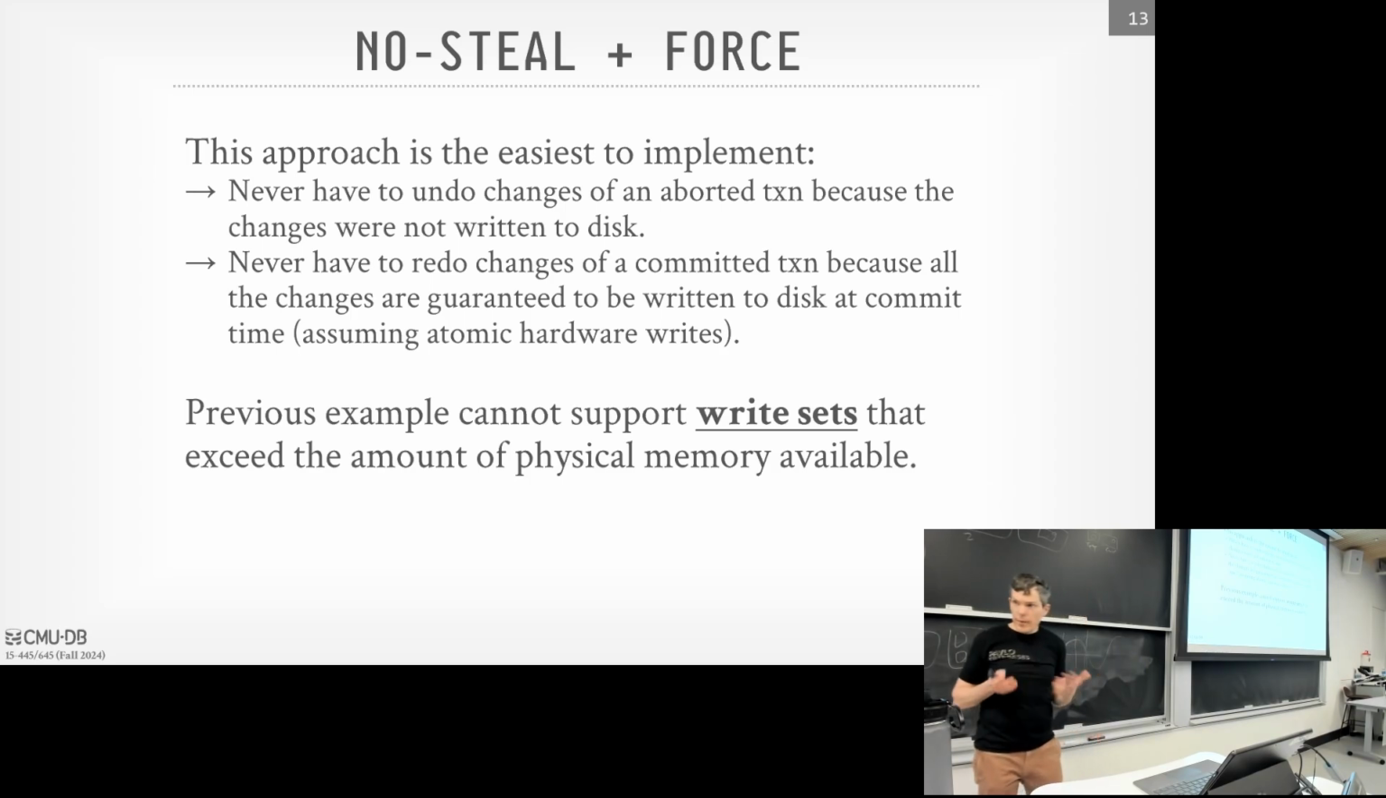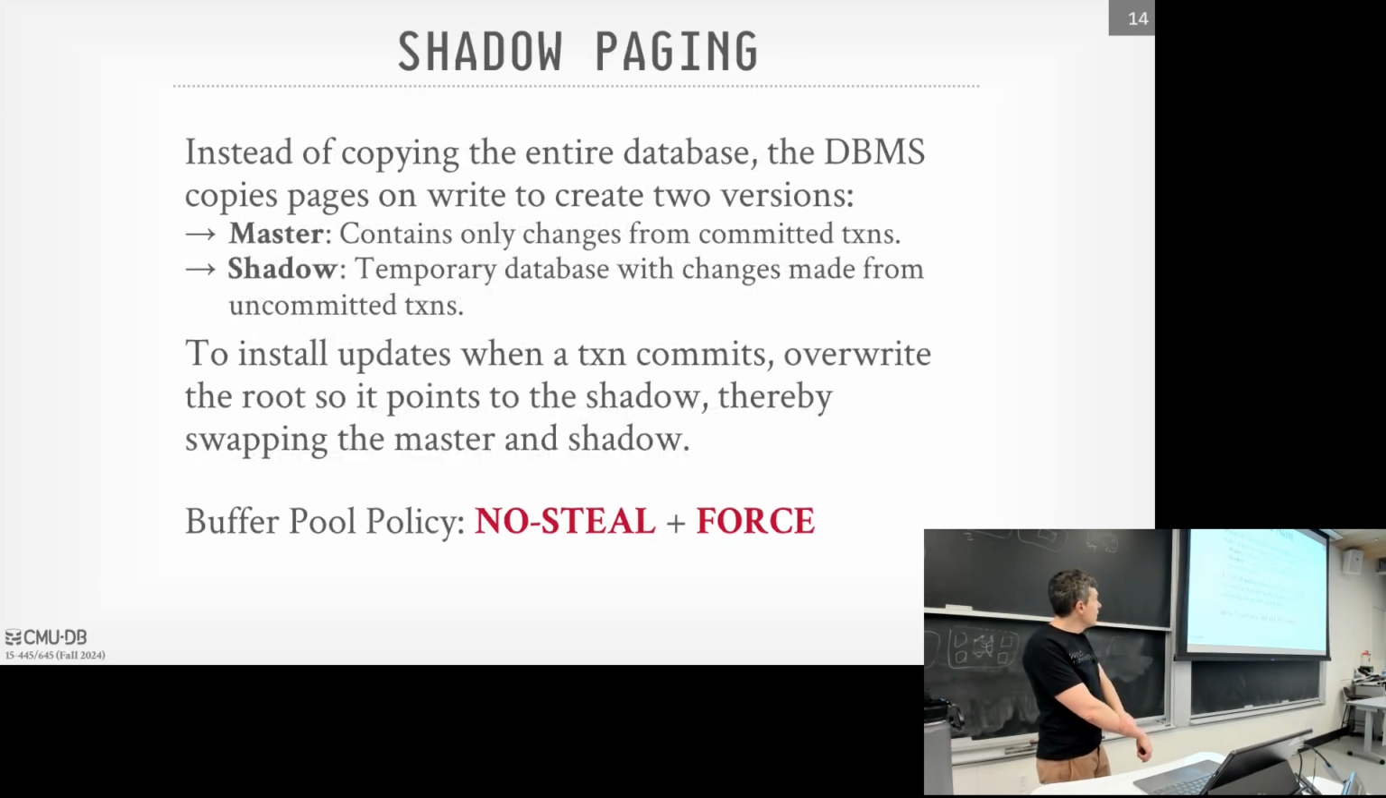All right, so we want to be a little smarter about this and not have to make entire copies every single time. This is what shadow paging is. Shadow paging is a no-steal, force buffer pool policy where instead of copying the entire database every single time, we're basically doing what I just showed before. We're going to copy pages, but we're not going to allow multiple transactions to update the same page at the same time. So when I have to flush pages out to disk, I don't have to excise the parts from uncommitted transactions.